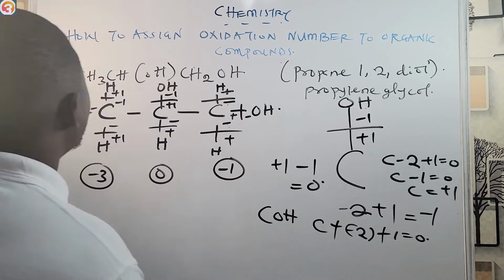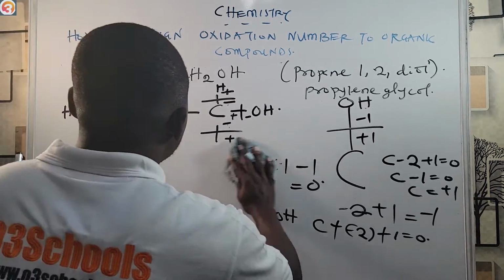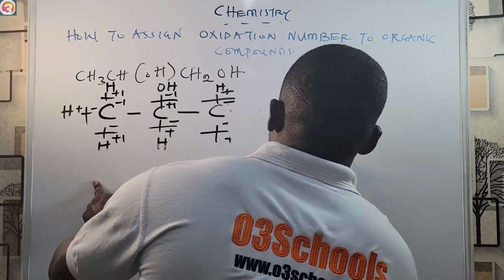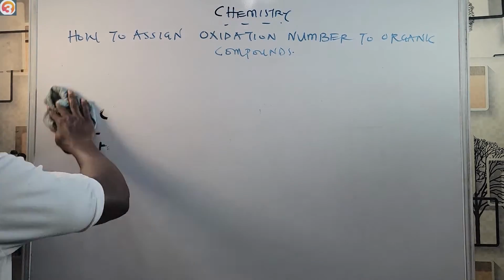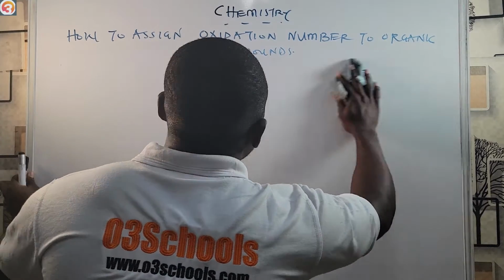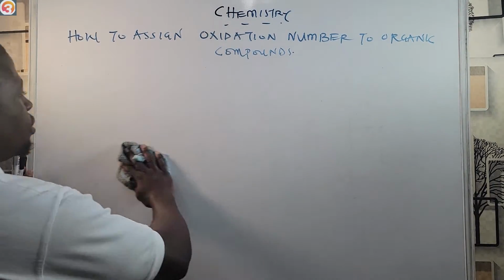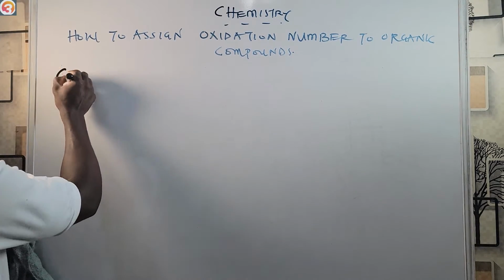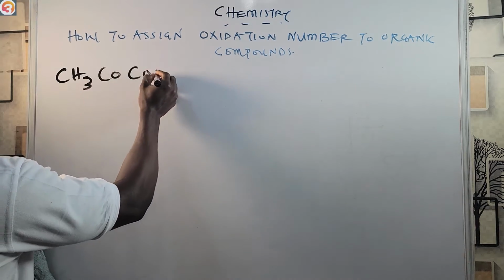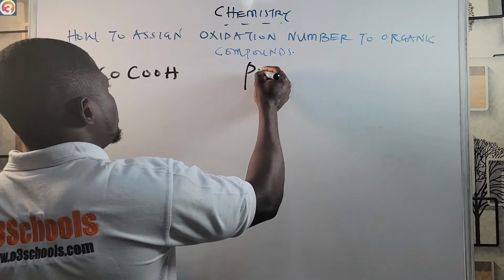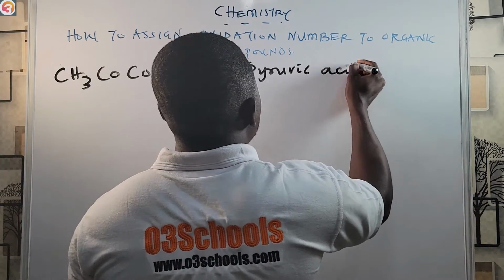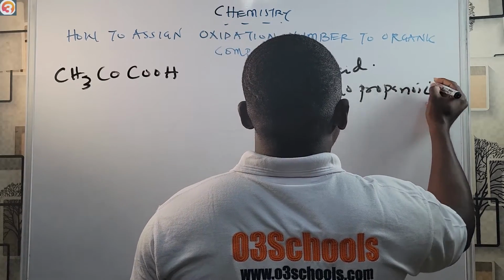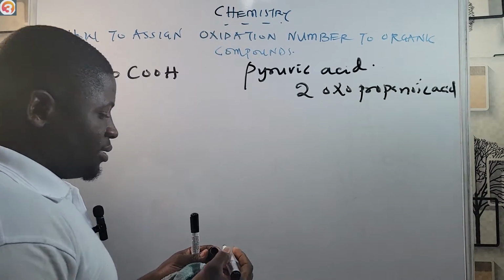Okay, so let's look at another third example to drive this point home. Let's use an example like pyruvic acid or 2-oxopropanoic acid. Pyruvic acid, CH3COCOOH. This is pyruvic acid, or call it 2-oxopropanoic acid.